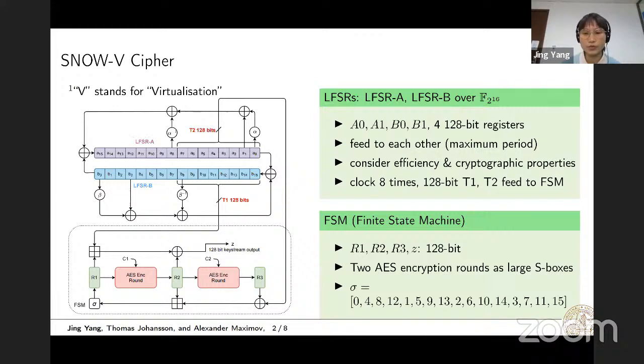The picture shows the structure of SnowB, and Xinxin just gave the details of it, so I will not go deep. But here I would like to mention that the linear part consists of 2 LFSRs, and we can regard the internal state as 4 128-bit registers like A0, A1, B0, and B1.